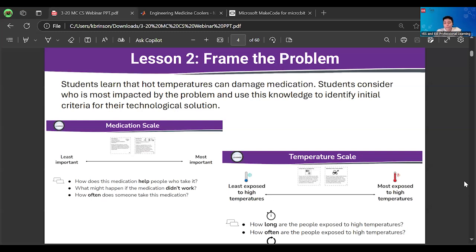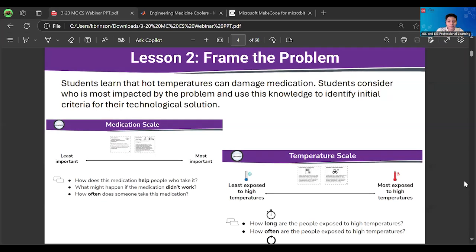The next thing they do is sort different scenarios where people might be exposed to high temperatures because it's not just in Kenya, right, where that might happen. So some of those examples might be living with air conditioning, living in a cool climate, spending a lot of time outside. Who might be least exposed to those high temperatures and who might be most exposed? The idea here is that students really consider who is most impacted by the problem so that they can really hone their solution to meet the needs of those particular people.